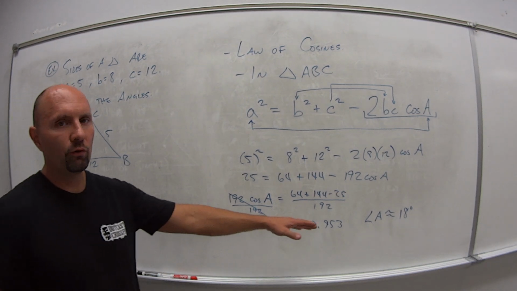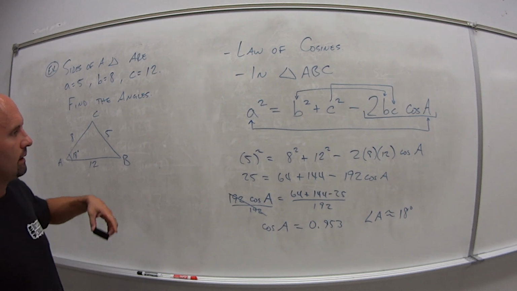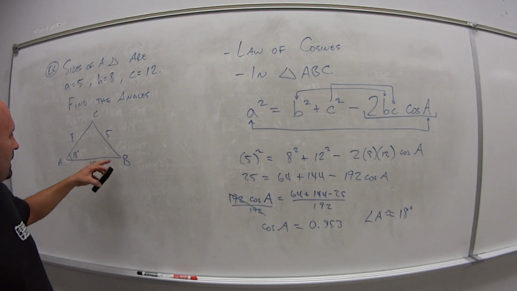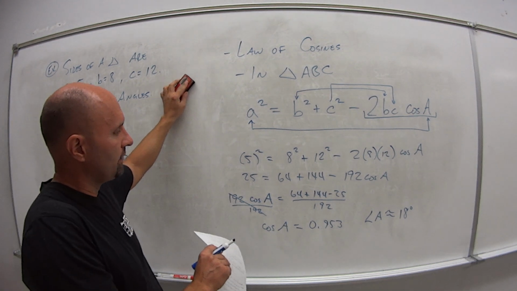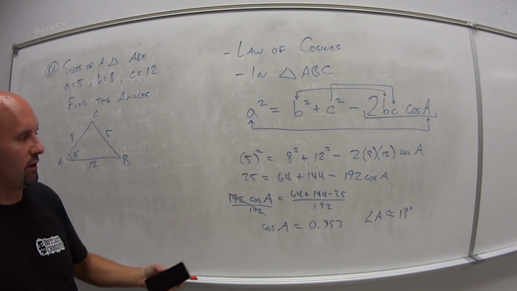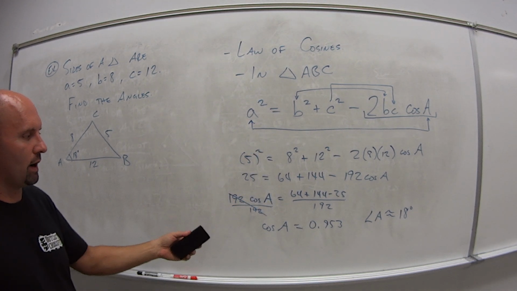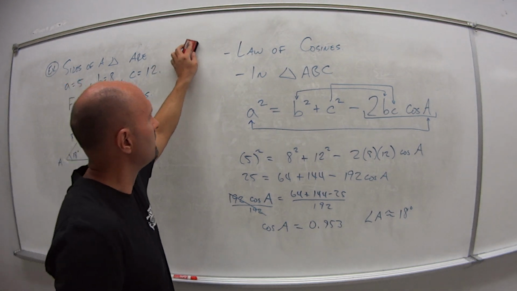So using law of cosines, we can figure out one of these angles. Now we just have to do the same thing for these other ones. So I'm going to go ahead and erase this. If you're still catching up on the writing, if you're trying to go back and see the algebra and the math, go ahead and pause it. Otherwise, I'm going to erase this and we'll figure out B and C.